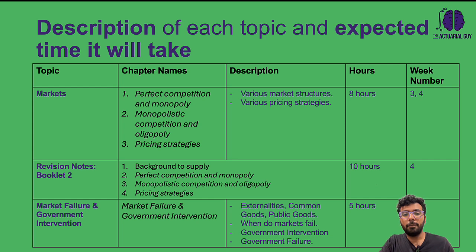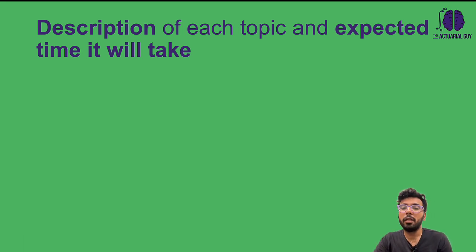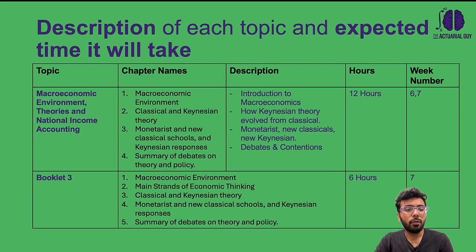Then we move on. This was your microeconomics. Now we get to macroeconomics, which talks about the economy as a whole. So far we were looking at very small specific units of the economy. Now we talk about a country's economy as a whole. So we firstly start with the macroeconomic environment, theories, and national income accounting. National income basically means what you would have heard being referred to as GDP. That is one of the measures of national income. What is a country's income? That is something we talk about here.